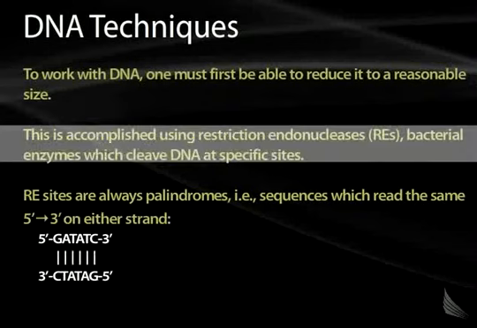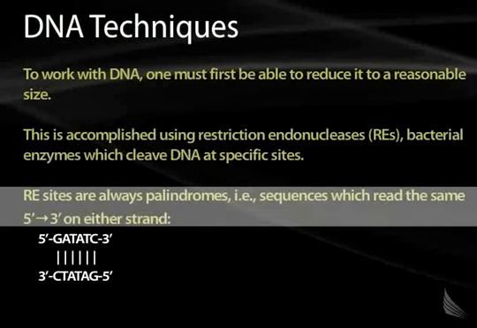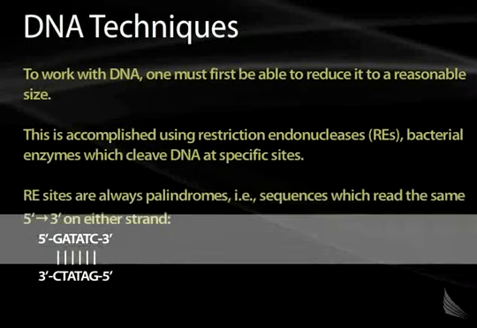And we do this using specific enzymes, which are called restriction endonucleases. These are enzymes which are derived from bacteria, which cleave DNA at specific sites. Now, restriction enzymes always cleave DNA at the same site. And these sites are usually what we call palindromes. These are sequences that are read the same, 5' to 3' on either strand. An example is shown below.